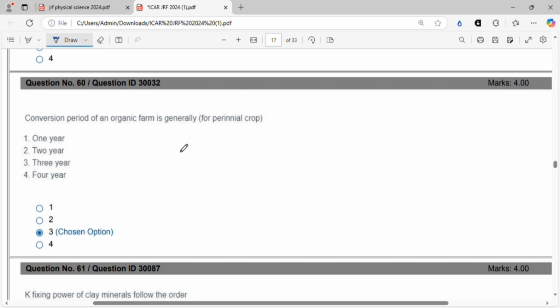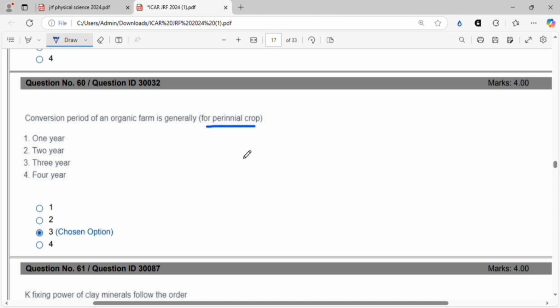So moving on, conversion period of an organic farm is generally for perennial crop. This is also from organic agriculture. As you can see, organic farming, this is probably the fifth or the sixth question in this single question paper. So I think you are understanding how much effort and attention you have to put into organic farming, because until last year there were not many questions coming from organic farming. From this year only they have started, as they have started an MSc program in organic farming taken through the physical science group. So you must put your attention on organic farming, and you should read it from any standard agronomy book or also from any notes of some reputed universities.